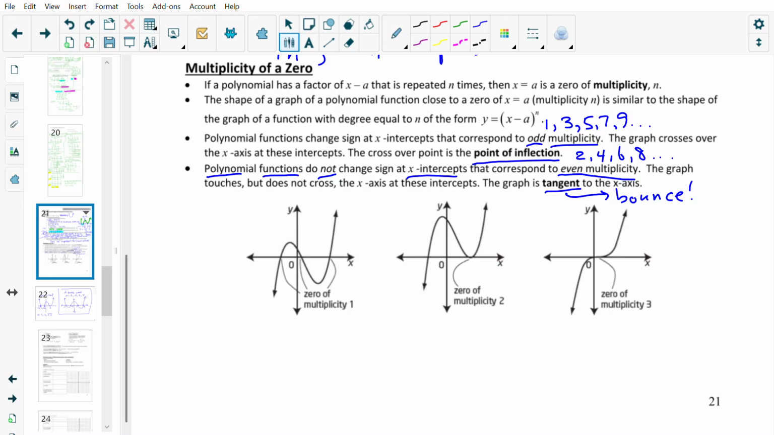Zero of multiplicity 1, right? That means for x equals a, we have three unique factors or three unique x-intercepts. There are no identical x-intercepts or no identical roots. So 1, 2, 3. Okay, so we can have something like -3, 1, and let's say 5. So x plus 3, x minus 1, x minus 5. Okay, so that's a possible. So this would be a cubic.